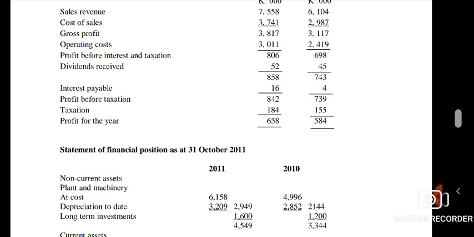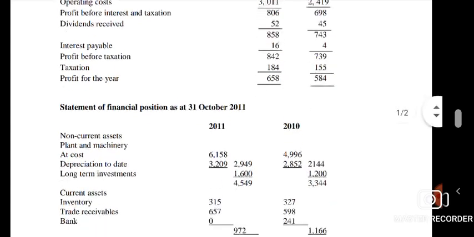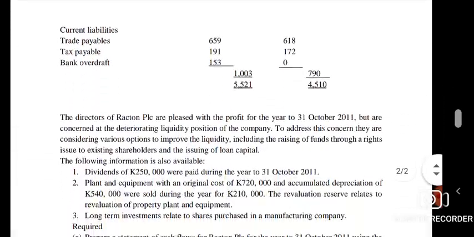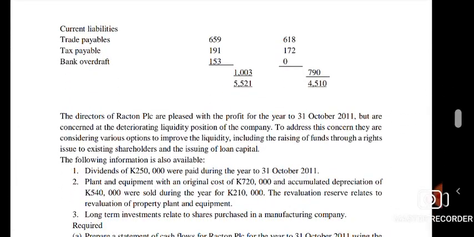Then profit or loss on disposal, how do you usually find out that it's there even though it's not showing? Go to the adjustments there. You would see adjustment number 2 specifically is talking about plant and equipment with an original cost of 720,000 and accumulated depreciation of 540 that were sold during the year for 210,000. The revaluation reserve relates to revaluation of property, plant and equipment. Okay, just that detail shows us that they sold, meaning you can test for a gain or a loss. Gain is just a profit.